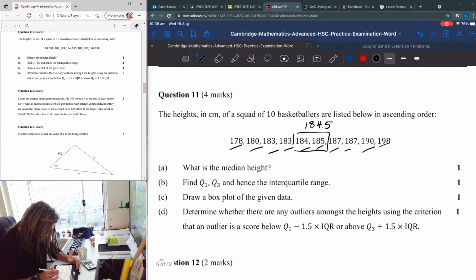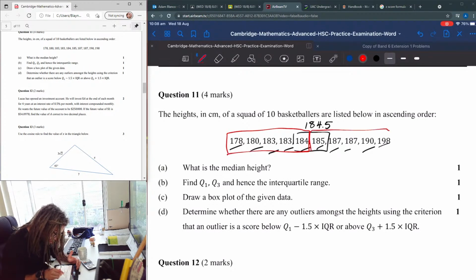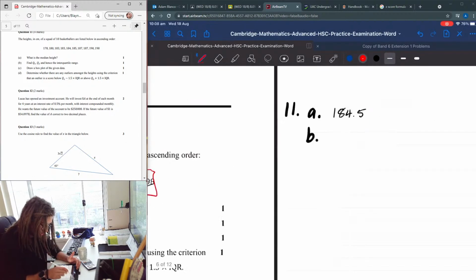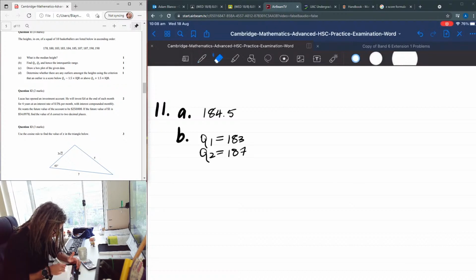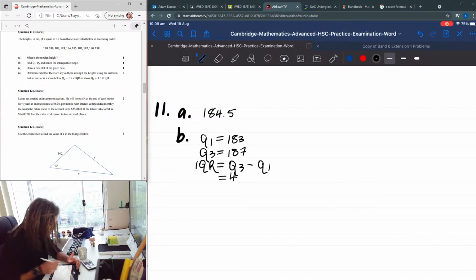Find Q1 and hence the interquartile range. Okay. Q1 and Q3. So that there's going to be Q1. That's going to be Q3. And IQR, maybe I should write these. Q1, what did I just say that was? 183. Q2 is 187. Not Q2, Q3. That means IQR is Q3 minus Q1, which is going to be 4. All right. Okay.